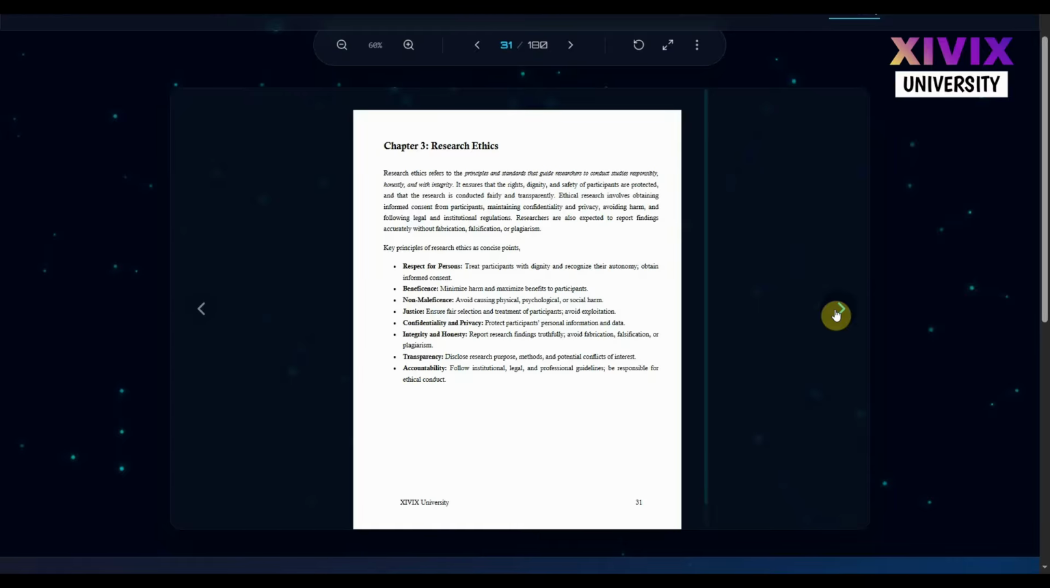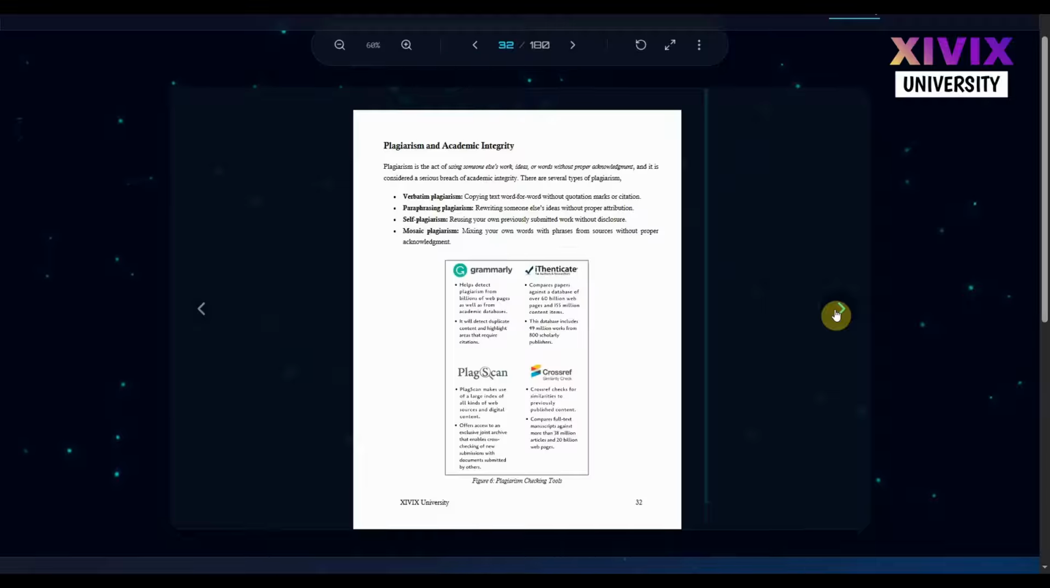In a research context, plagiarism and academic integrity play a crucial role, and plagiarism is the act of using someone else's work, ideas, or words without proper acknowledgement. So it is basically a serious breach or theft in another sense. There are several types of plagiarism. The very first one is verbatim plagiarism. It is the act of copying text word for word without quotation marks or citations.